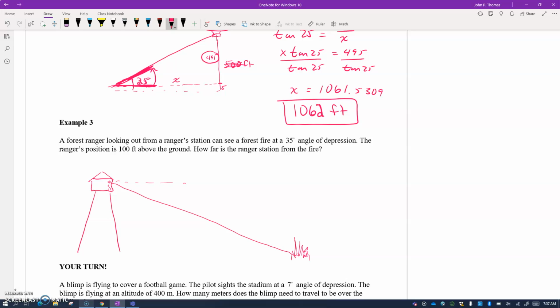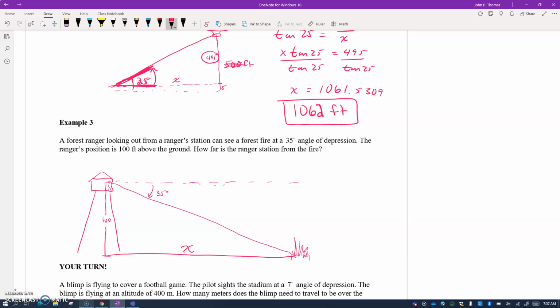So we have to remember that's always off a horizontal. So we're going to measure down there 35 degrees. It says 100 feet above the ground is what we're looking from, so we've got 100. And it asks how far is the ranger station from the fire. To me, I read that as the horizontal distance down here.